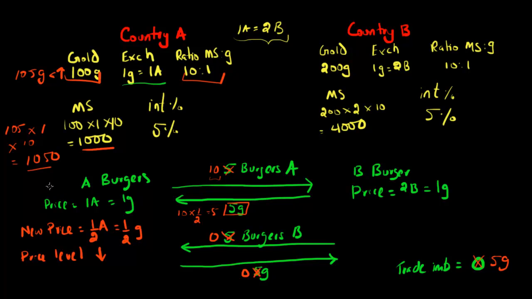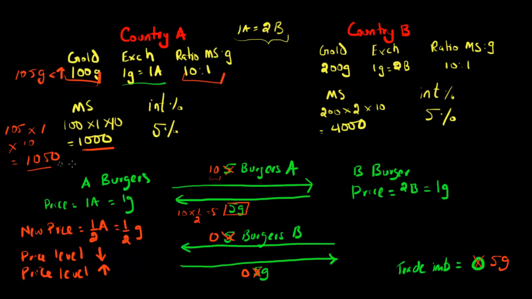Now, if we assume that this increase in money supply doesn't come with a corresponding increase in the amount of goods and services that country A produces, then you might expect that you have more money in the economy chasing the same goods and services. And so what you might expect to happen, and what's very likely to happen, is that the general price level in country A will go up because of this increased money supply.